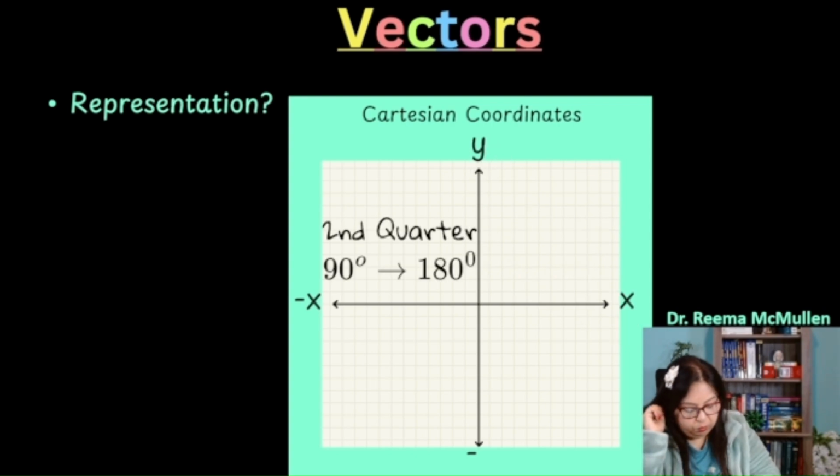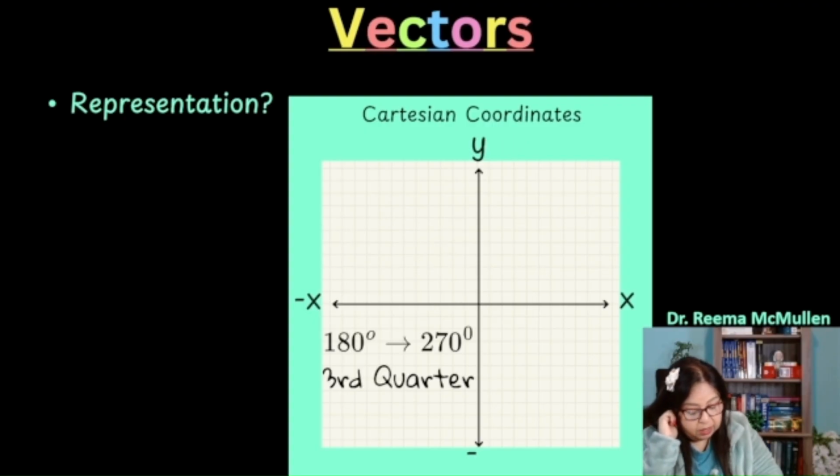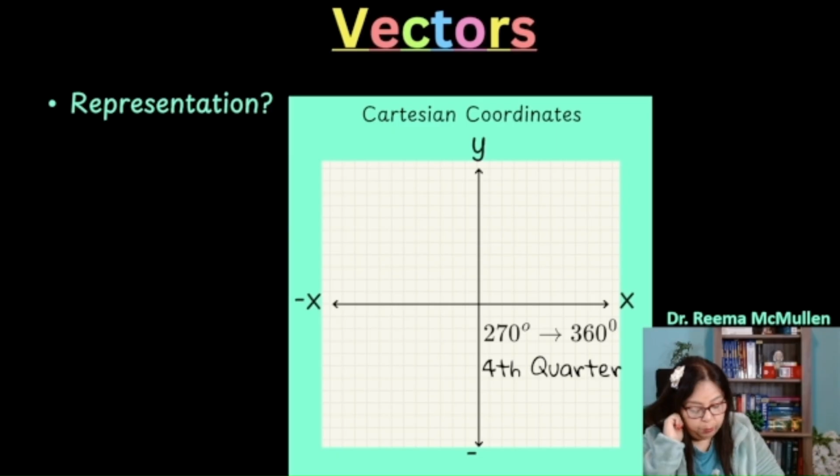Moving on. The second quarter is between 90 degrees, here, and the negative x-axis. Third quadrant goes from the negative x-axis, which is 180 degrees, to the negative y-axis, which is 270 degrees. Then we have the fourth quadrant, which goes from the negative y-axis to the positive x-axis.